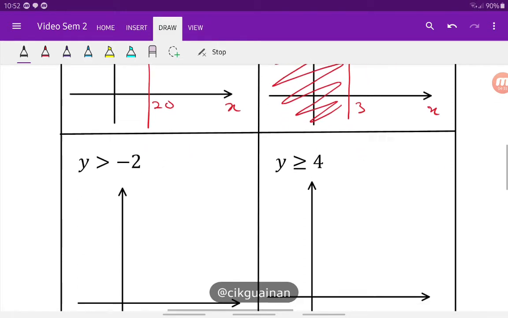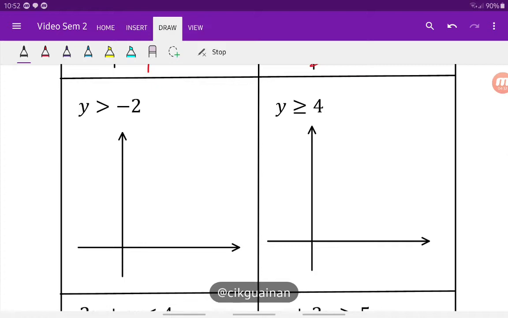Now let's proceed. Speaking of the devil, y. Just now we were doing x. So, y greater than minus 2. This one is greater than, so we have a dash line. Dash line at y equals minus 2. Since it's y, it's horizontal. Now where is minus 2? Down here. Since it's greater than, it means on top. Y greater means on top.